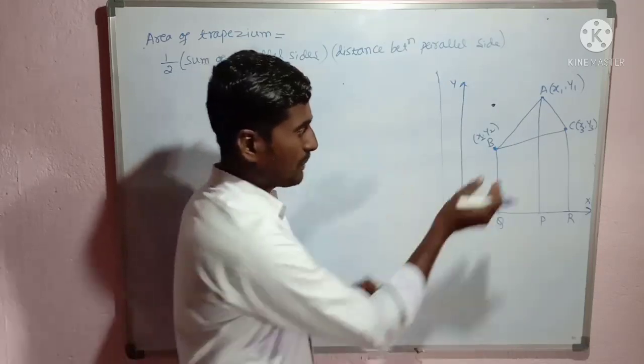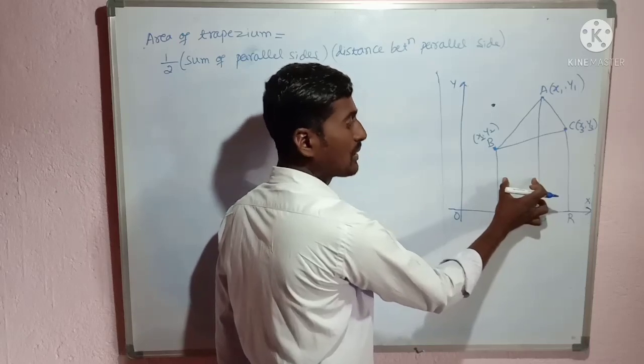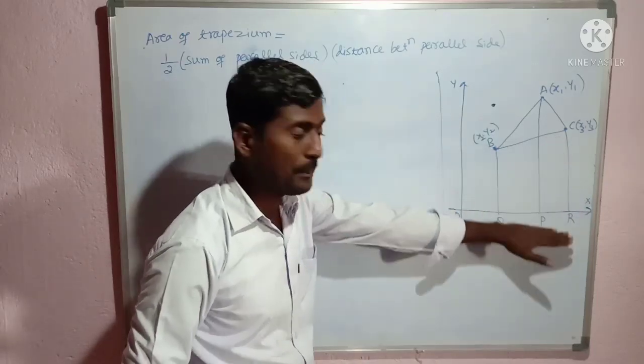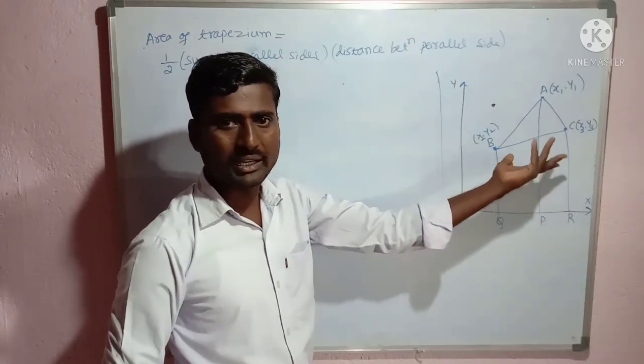Okay. So area of triangle, this area can be written as area of trapezium this plus area of trapezium this minus area of this trapezium. So remaining portion is what? Area of triangle only. Area of triangle ABC only.